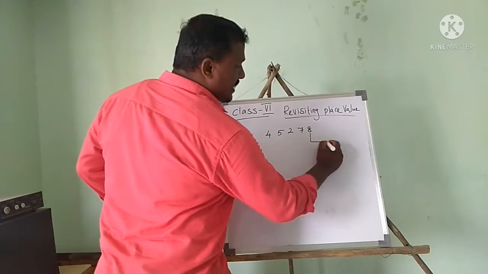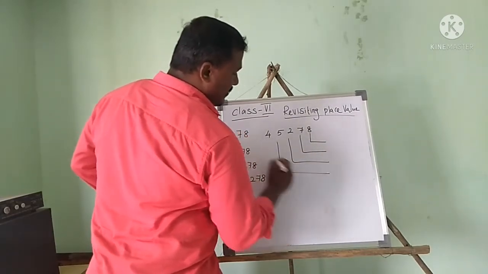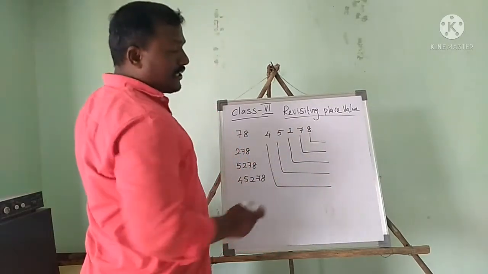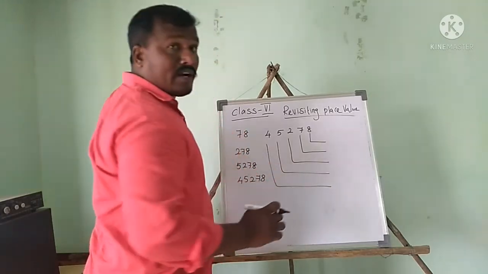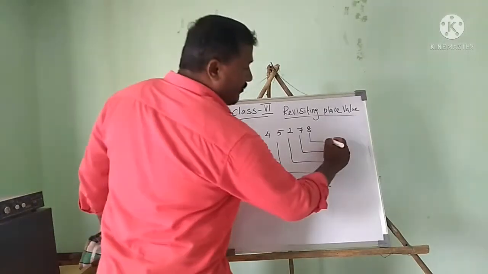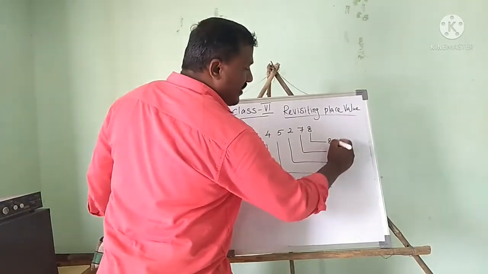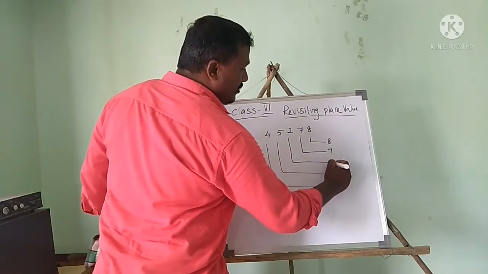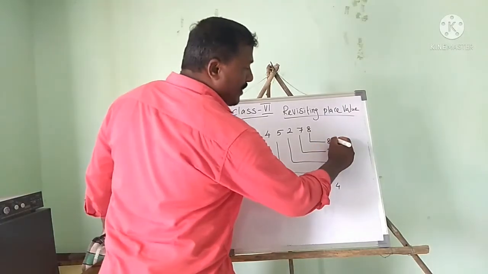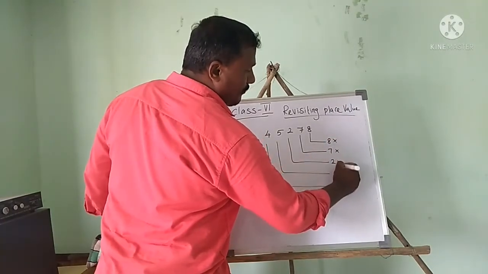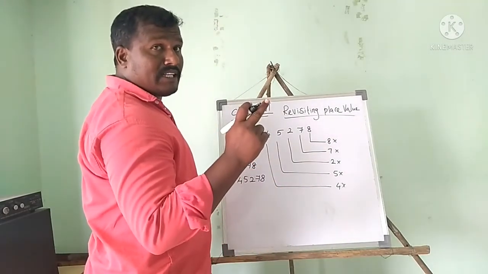So I will put lines. I told you, first put lines as it is. Give some space. Then only you can write straight lines, because you are not confused. Okay. So I will write what I told you. After you draw the lines, put the number as it is. 8, 7, 2, 5, 4. Then next, put the multiplication symbol.